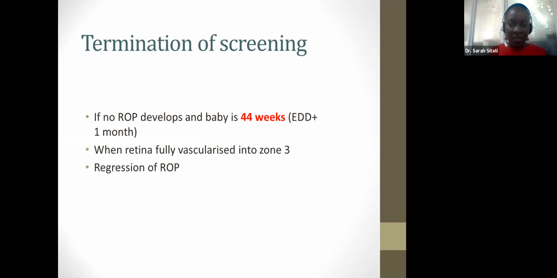You'll find many of our mothers are not so sure of their dates, and so you may not be able to rely completely on the gestational age to make that decision. So as long as the retina is fully vascularized, then we can stop ROP screening. And if the child has developed ROP, we follow them up until the ROP completely regresses. For some babies, this may mean follow-up even up to around 10 months, 11 months of age. But what I have found is that mothers, once you explain to them, are usually quite motivated and they keep bringing their child to the clinic for follow-up.